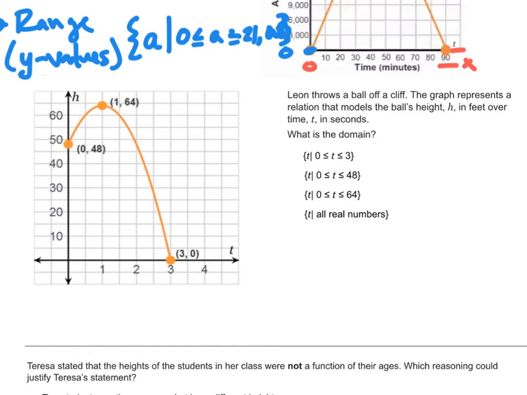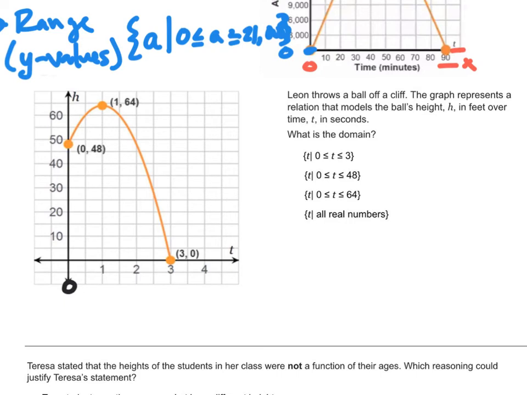Okay, so my friend Leon throws a ball off a cliff. The graph over here represents the relation that models the ball's height, in feet, over time. Do you guys remember how we did that graph where I showed the ball being thrown up in the air and it falls to the ground? Same thing. The only difference is that we have to think about, what's the height of the ball at time 0? The height of the ball at time 0 starts at 48.